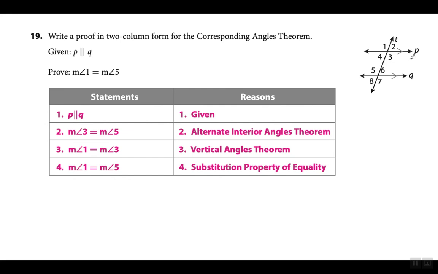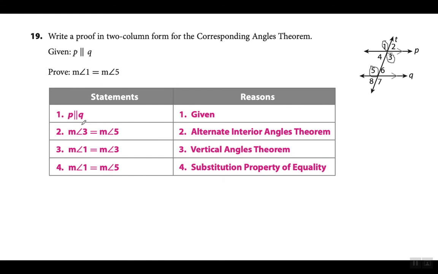So if P is parallel to Q, the first thing they put is that the measure of angle 3 is equal to the measure of angle 5. That's using the alternate interior angles theorem. The homework will be multiple choice, guys. I know this is a little difficult if you've never done it before, but with multiple choice, you should be able to figure it out. Okay, then the measure of angle 1 equals the measure of angle 3. That's vertical angles theorem.